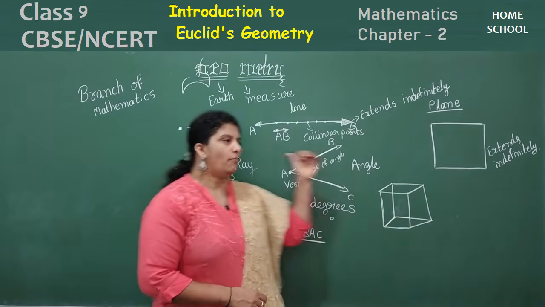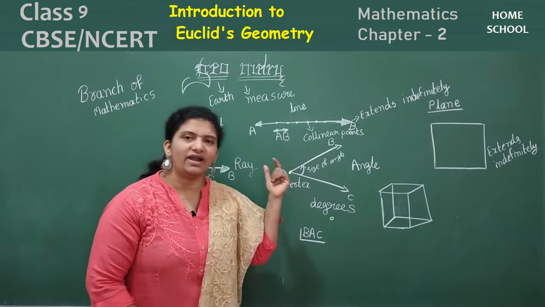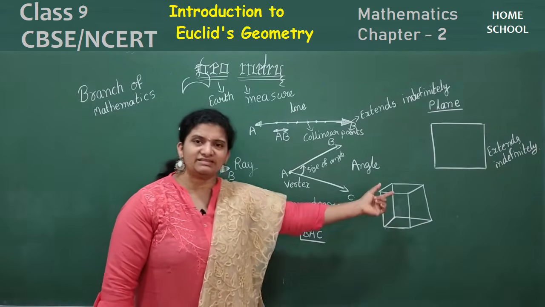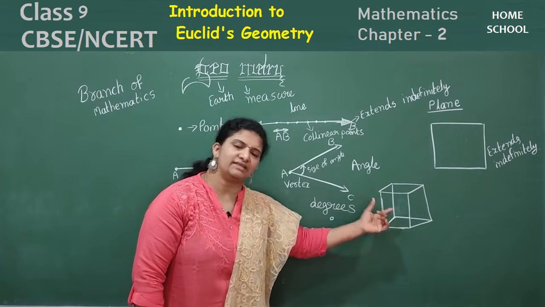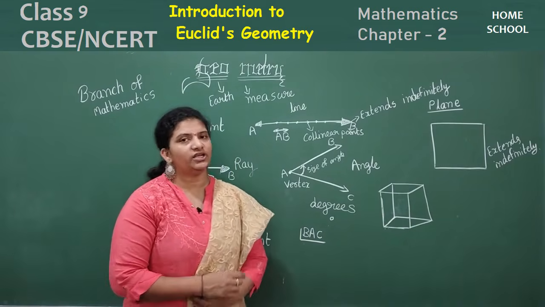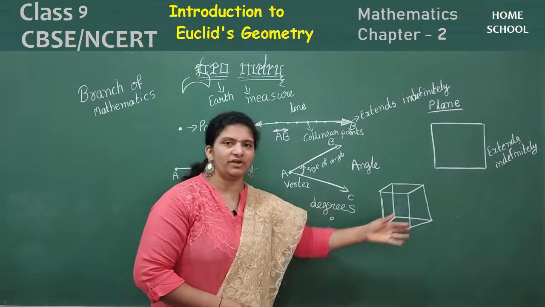A point is nothing. It is used to mark a position. A line is 1 dimension. And a plane is 2 dimensions. Solid shapes are 3-dimensional figures. Children, did you follow what the dimension is? Length and breadth, length, breadth, height.